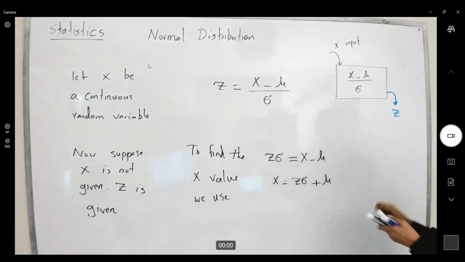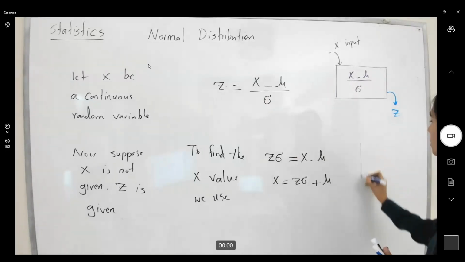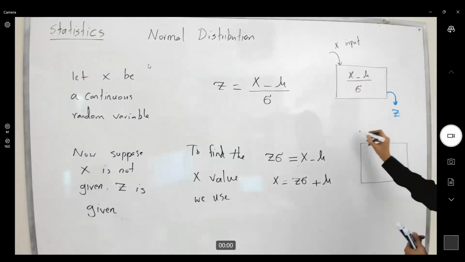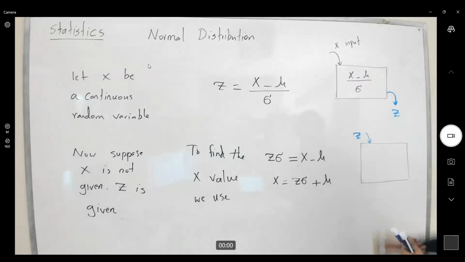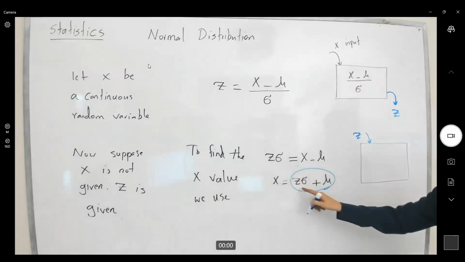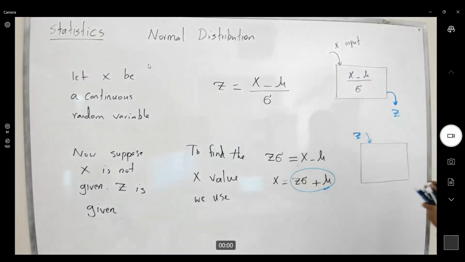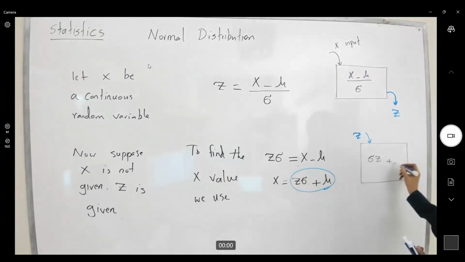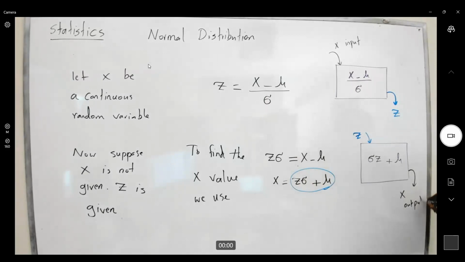So take a look at this. Now you just enter your Z value. Z is the input, and the formula that you're going to use is Z sigma plus mu, and it gives your X back. So you're going to get your X back as the output. This is your input, and this is your output.